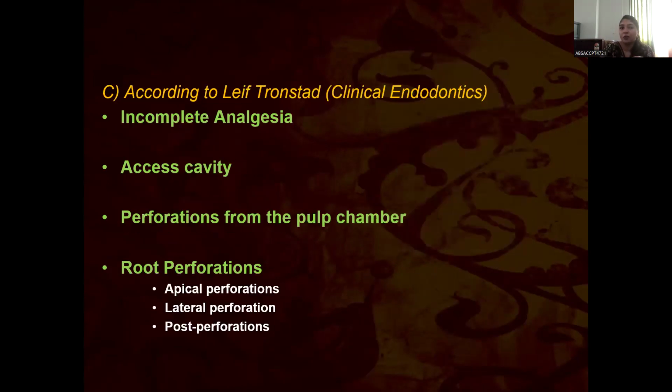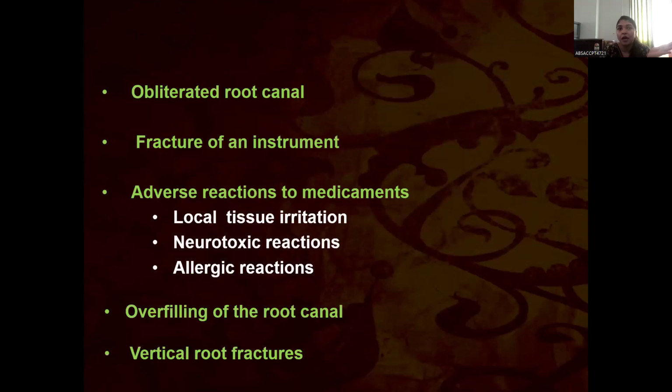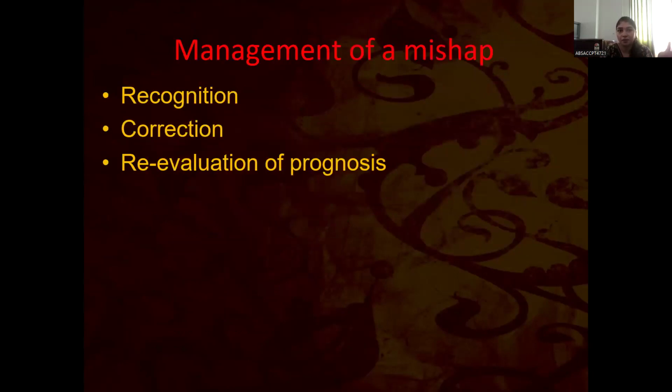Now, according to Grossman, there can be incomplete anesthesia, access cavity perforation from the pulp chamber, root perforation. These are in clinical endodontics, and root perforation can be apical perforation, lateral perforation, post-space perforation. Obliterated root canal, fracture of an instrument, adverse reaction to medicaments. The adverse reaction to medicaments can be periapical tissue irritation, neurotoxic irritation, allergic reaction, overfilling of the root canal, vertical root fracture. Now, how do you manage a mishap?